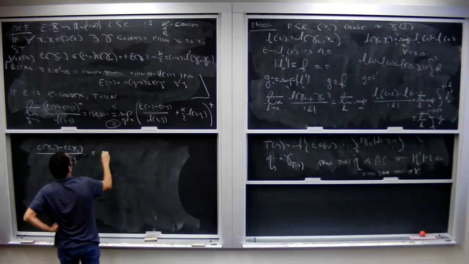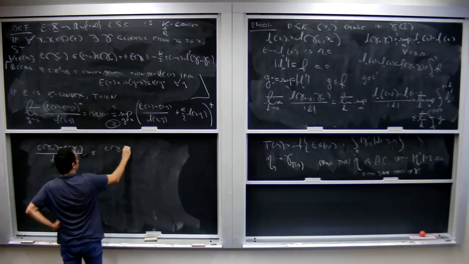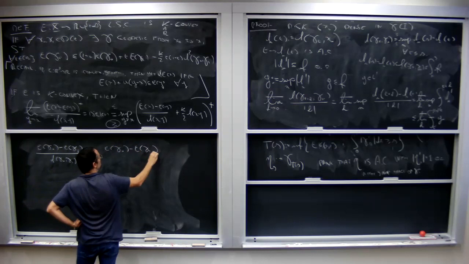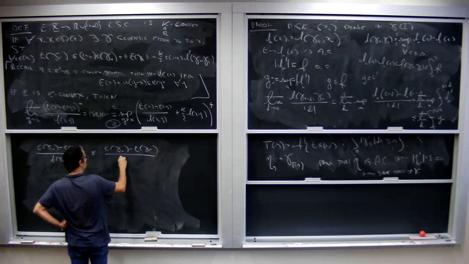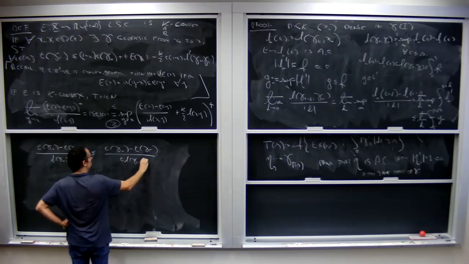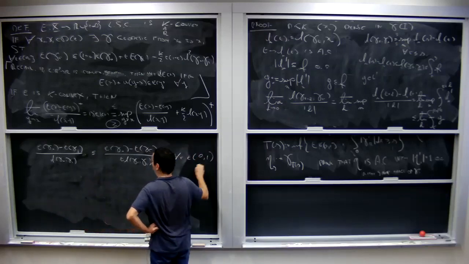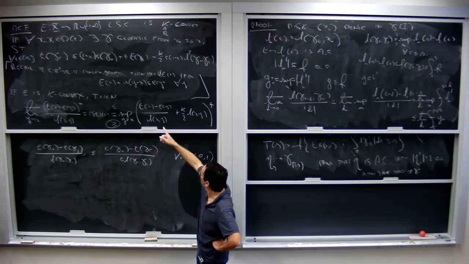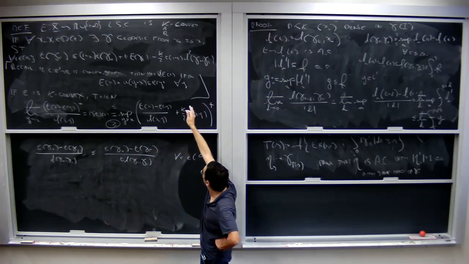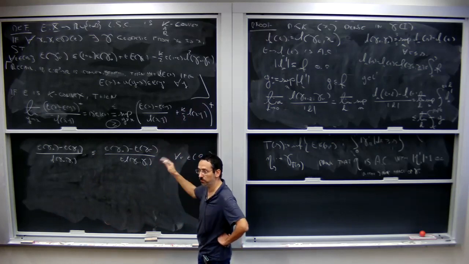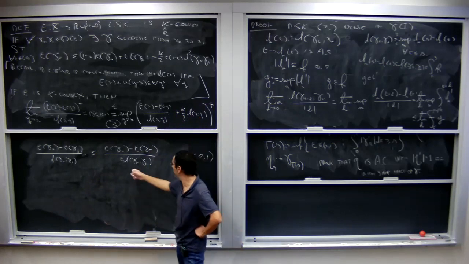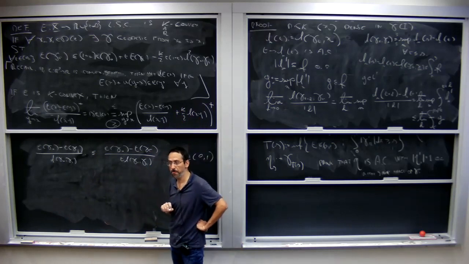Then E of gamma 0 minus E of gamma t divided by t times the distance between gamma 0 and gamma 1. I just forget about the last term. I just rewrote things and divided by t times the distance between gamma 0 and gamma 1. Okay.